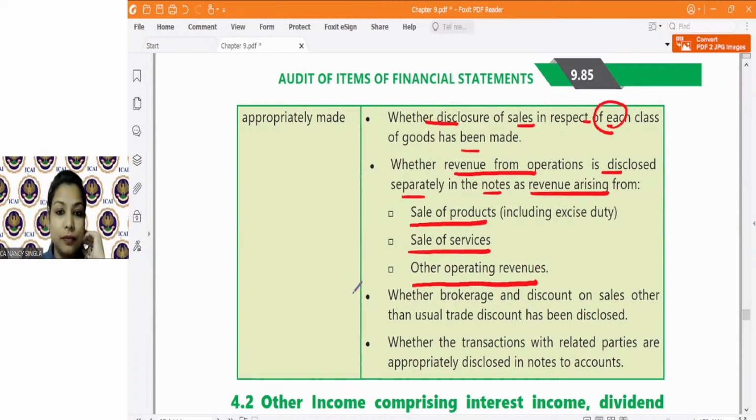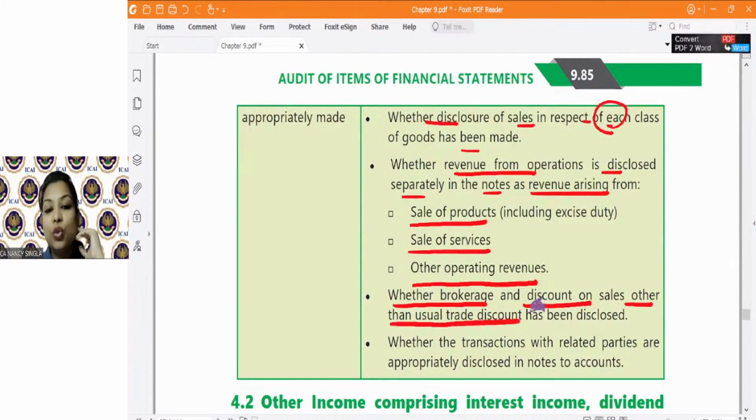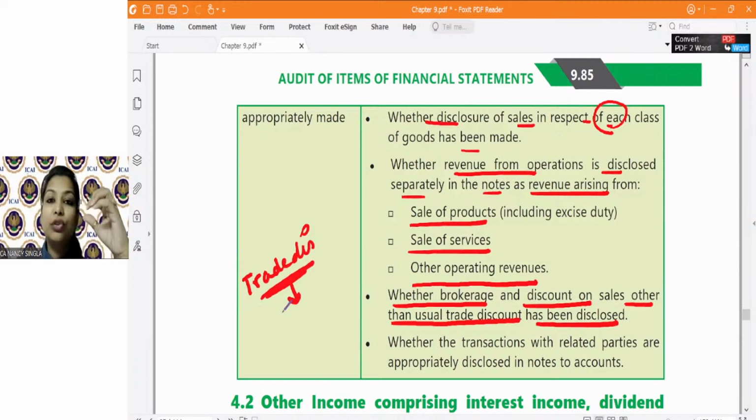Whether brokerage and discount on sales other than usual trade discount have been disclosed. See, the trade discount you deduct from the list price only, the sales figure comes after deducting it, but brokerage and other discounts on sales are disclosed separately. So the auditor will see whether that has been done or not.